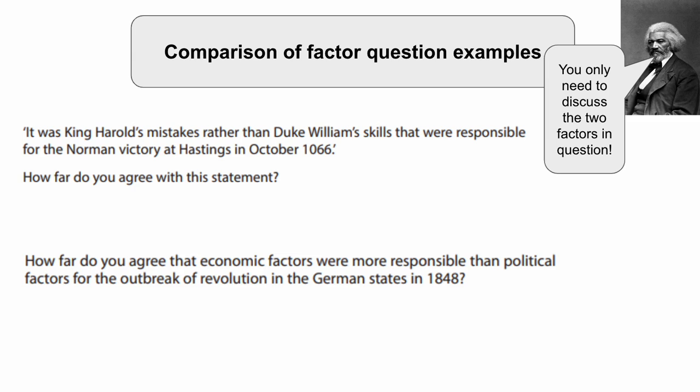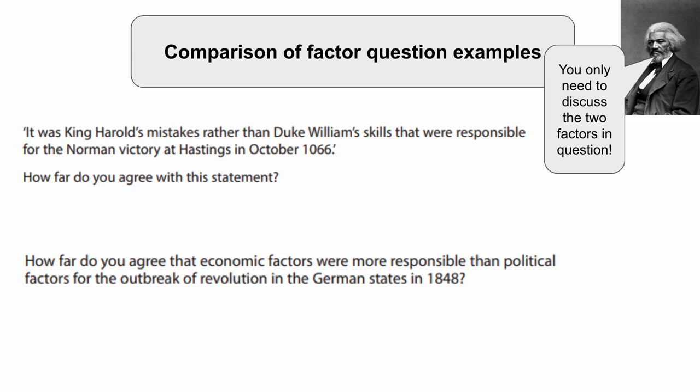So here's one from the Norman Conquest. It was King Harold's mistakes rather than Duke William's skills that were responsible for the Norman victory at Hastings in October 1066. How far do you agree with this statement? So you can see we've got two factors there: King Harold's mistakes and Duke William's skills. It's not asking you about anything else. It's not asking you about any other reasons for the Norman victory. It's just asking you to compare those two things.